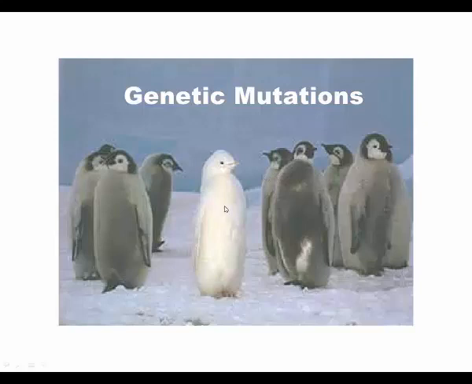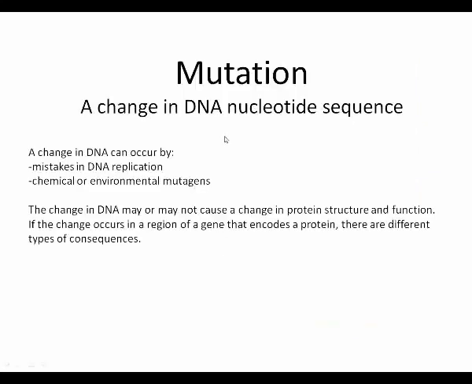But in this penguin, that enzyme is defective. So the polypeptide that's made from the gene isn't functional, and this is then an albino penguin. So I've described mutation as a change in DNA nucleotide sequence. A change in DNA can occur by mistakes in DNA replication, or they can be induced by chemical or environmental mutagens, and mutagens are things that induce mutations or cause mutations. Now, the change in DNA may or may not cause a change in the protein structure or its function.